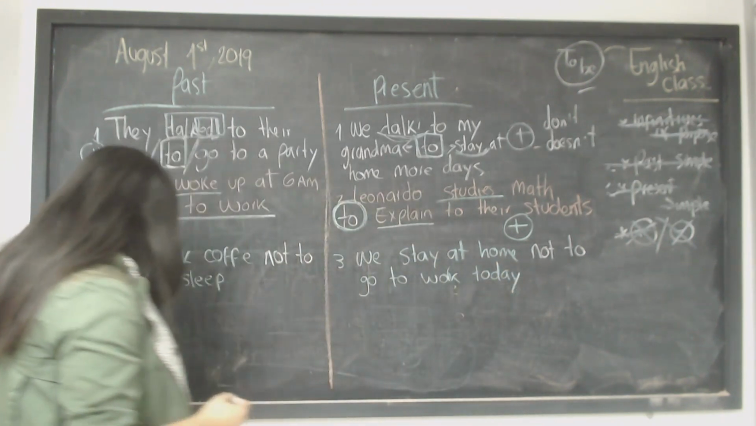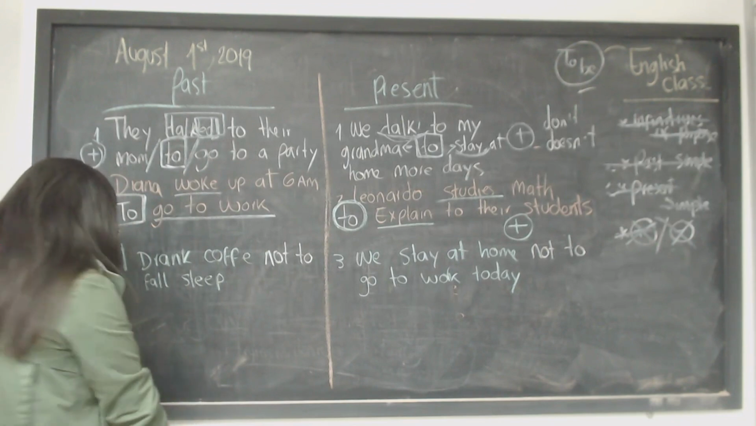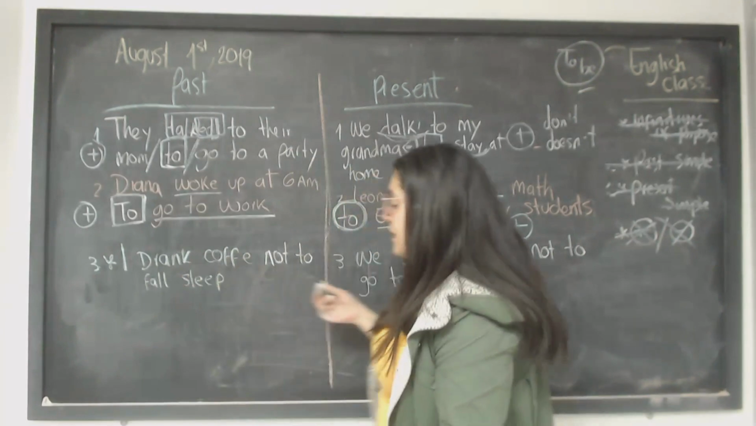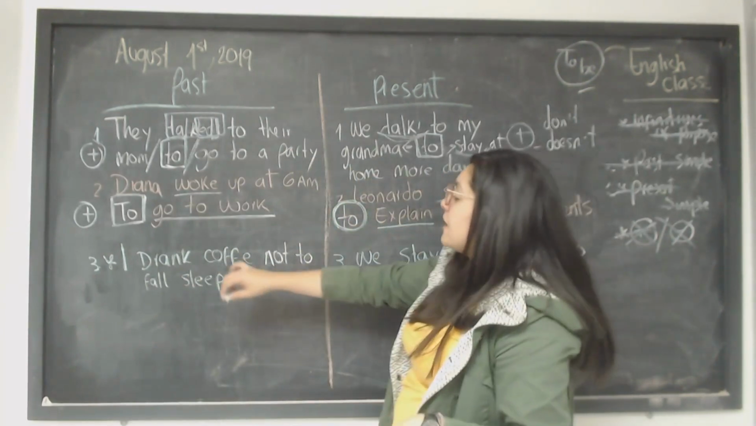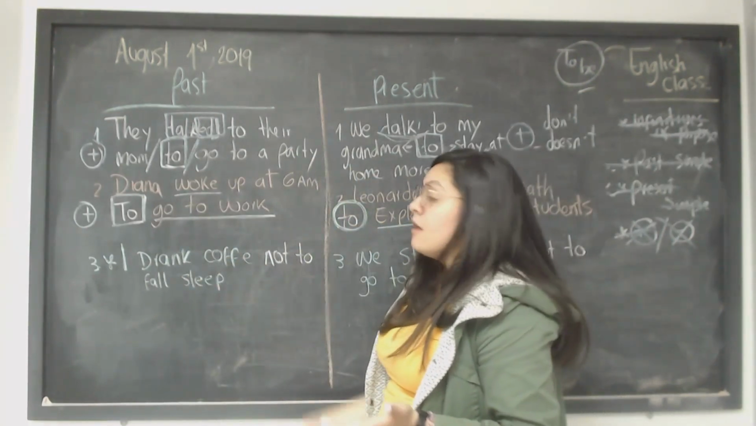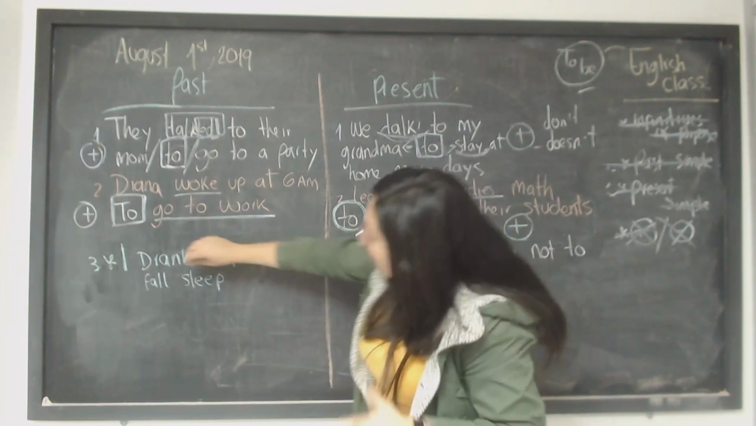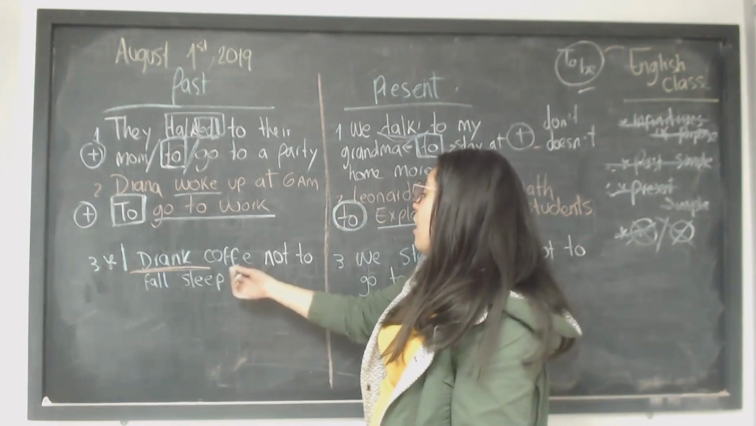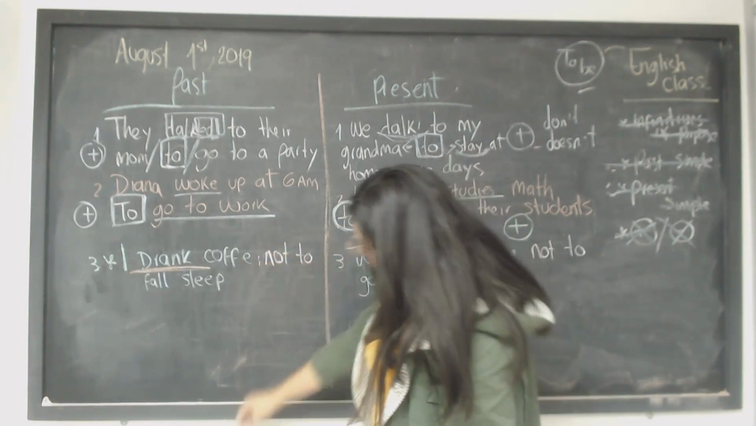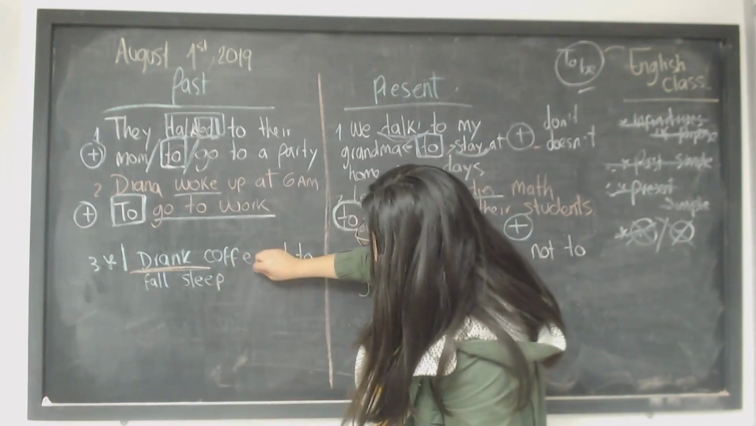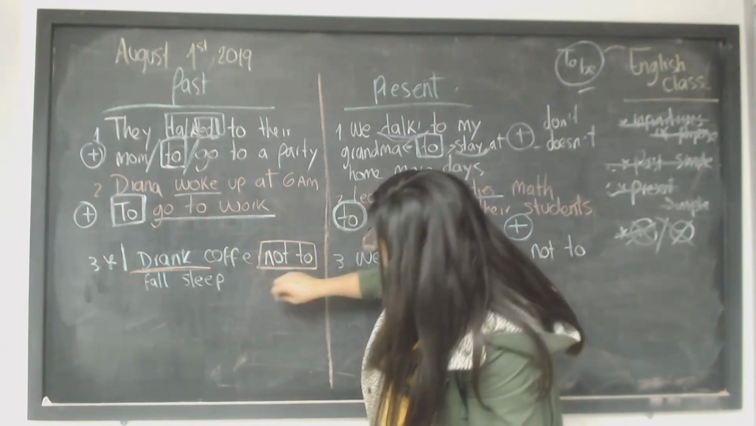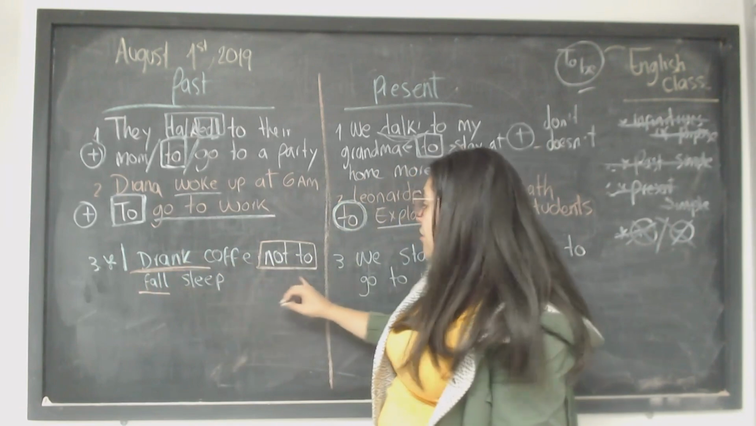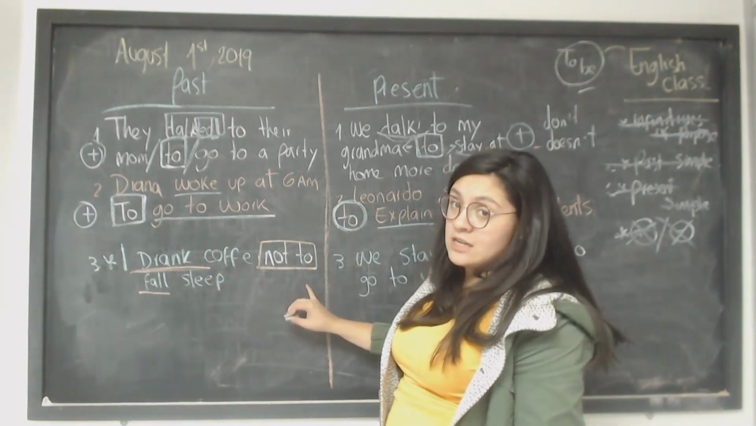Okay, so this one is the same example that we did previously. Es el mismo ejemplo que hicimos ahorita. So we have, I drank coffee not to fall asleep. Yo tomé café, drank, verbo irregular, because it changed. Coffee not to, para no. So the purpose is negative. El objetivo es negativo, para no quedarme dormido. Okay? So I have two actions that are connecting with an infinitive of purpose.